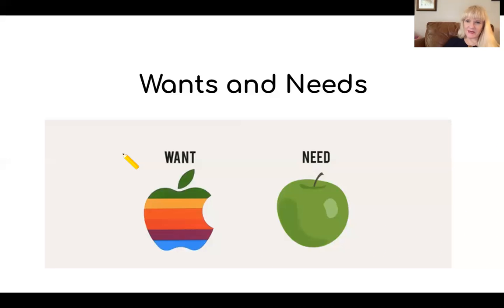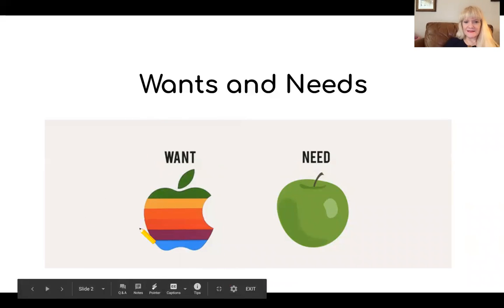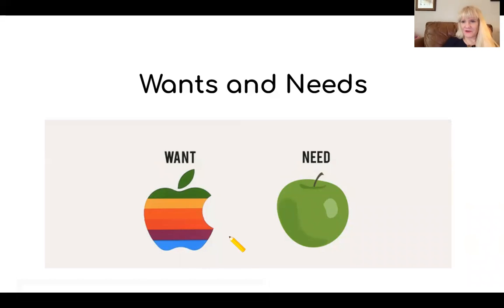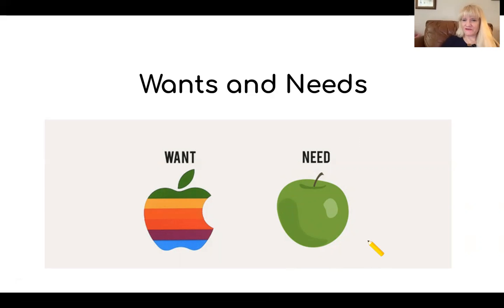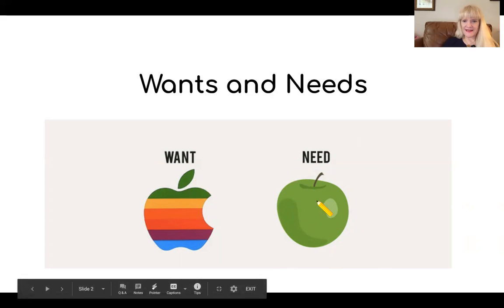This week, we're going to be talking about wants and needs. And here we have a really cute little picture. A want is an Apple product, like an Apple computer or an iPhone. It's anything that is made by Apple. But a need would be the food apple. We don't have to eat apples, but we do need to eat fresh food, like apples. So this is to help you remember wants and needs.